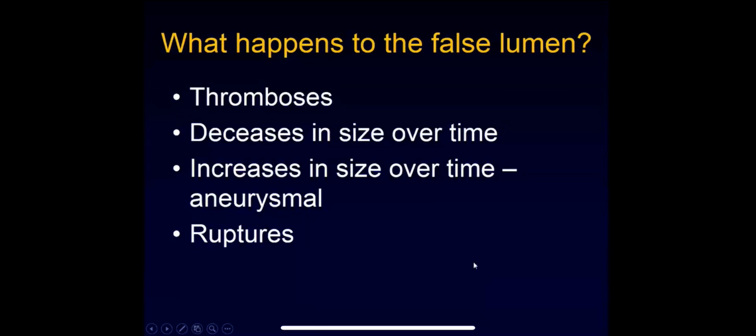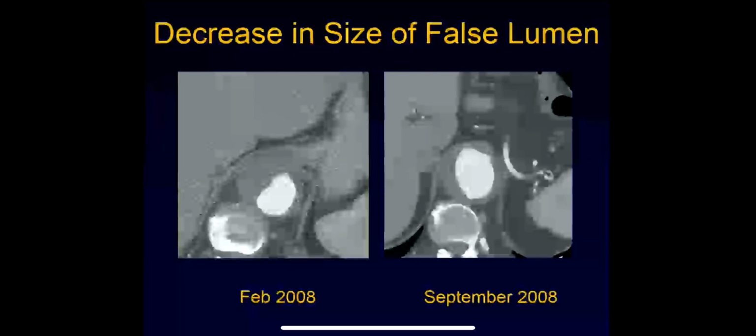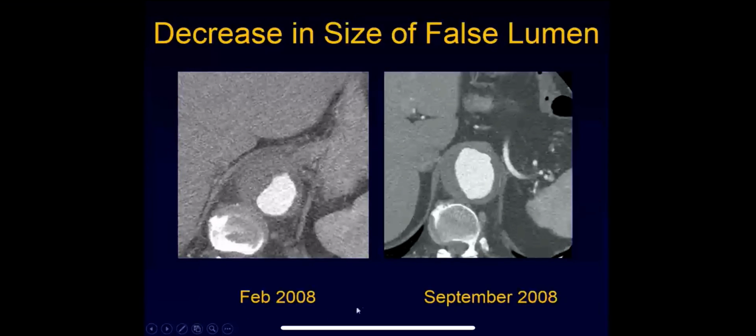So what happens to the false lumen over time? It can thrombose, it can decrease or increase over time. When it increases, it can become aneurysmal and it can rupture. And that is why it's very important to follow up, to do follow-up CTs in this group of patients. So let's look at what happens to the false lumen.